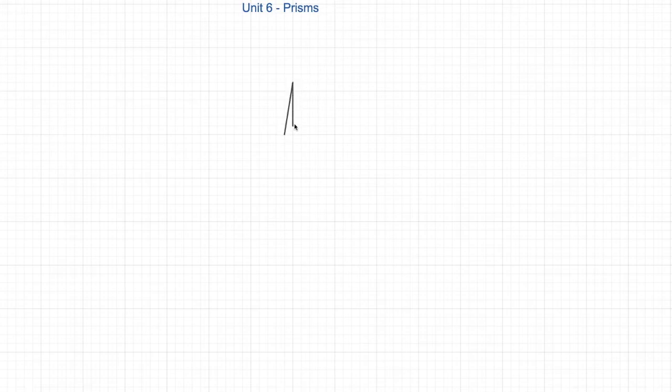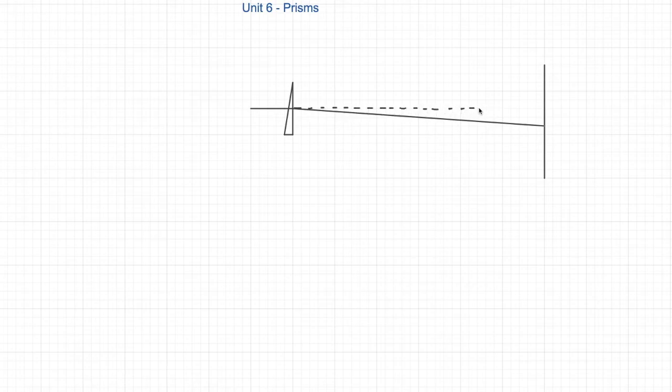So let's draw another thin prism. And let's draw a screen 1 meter away from the prism. We'll send in a ray of light perpendicular to the screen, and it is refracted toward the base. Now, if the prism had not been there, this dashed line is where the ray would have hit the screen. And the distance between that point on the screen and the point where the ray that has been refracted actually hits the screen, that distance is 1 centimeter on a screen 1 meter away.